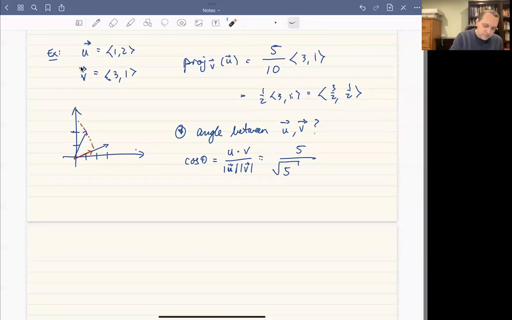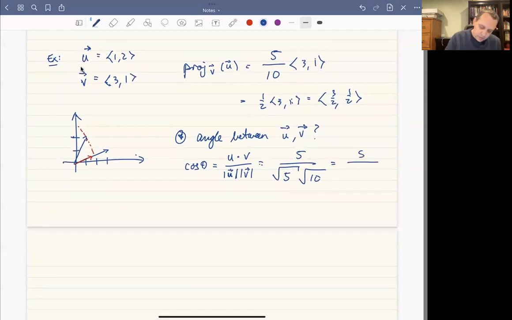And then the length of V is going to be 3 squared plus 1 squared. So 9 plus 1 or 10. And again, we take the square root. So cosine of theta is going to turn out to be 5 over square root of 5 times square root of 10. So that's square root of 50, or 5 square root of 2. And therefore, cosine of theta is going to be 1 over square root of 2, which means that theta happens to be this nice pi over 4 value. So pi over 4 radians. So it turns out that exactly 45 degrees are between these two vectors. Okay, that's the idea. So that's how you can compute the angle between two vectors u and v.